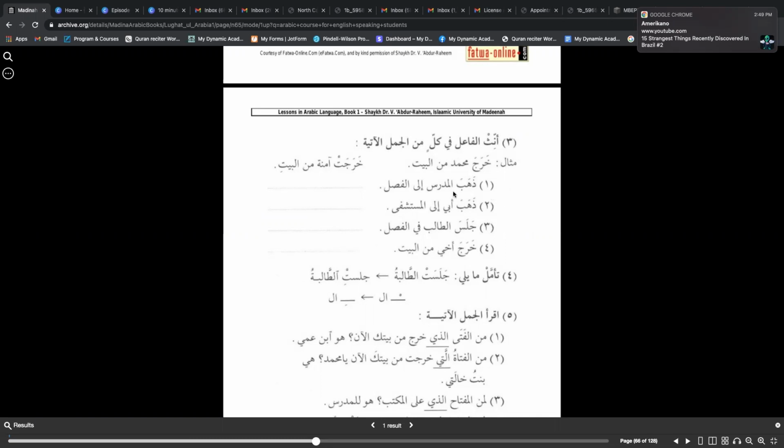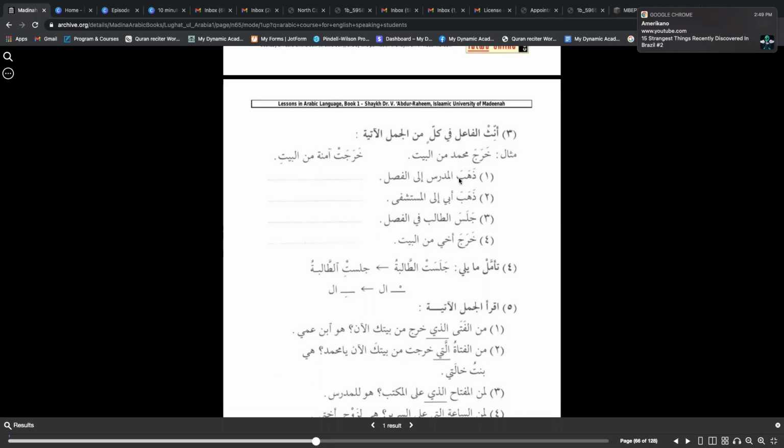Okay? So we have dhahaba al-mudarrisu ila al-fasli. The male teacher went to the class. To make it a female teacher, you have to change two things. We have to make the verb feminine, conjugating it for hiya in the past tense, and we also have to add a ta marbuta onto al-mudarris. So we make it dhahabat al-mudarrisatu. Let's write it out real quick.